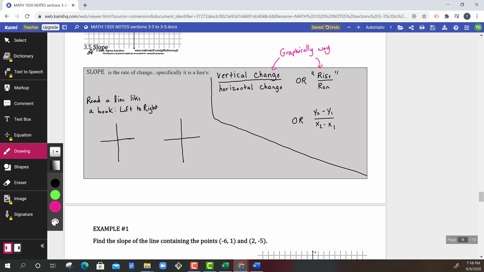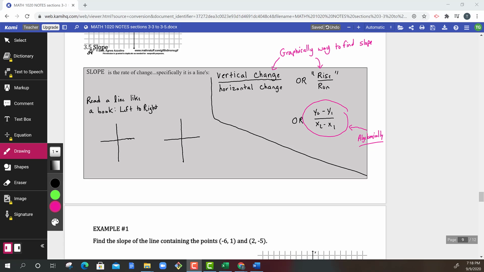This is the graphical way to find slope. You'll need to know how to do that. Algebraically, we're going to use this formula. There's advantages to both. Sometimes algebraically is the quicker way to do it. Sometimes graphically is the quicker way to do it.